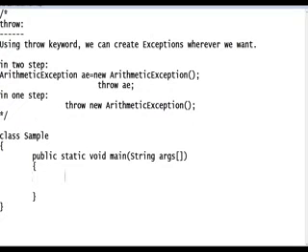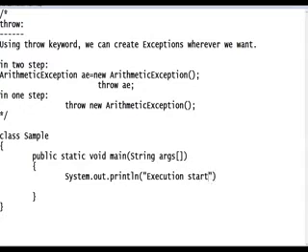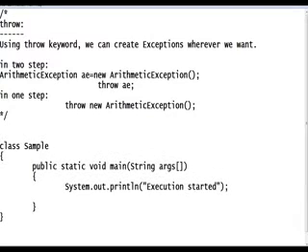I also give a message: execution started and execution completed. These two statements are for confirmation. Execution started. I want to read a number using the Scanner class. That's why I want to import this class: java.util.Scanner.